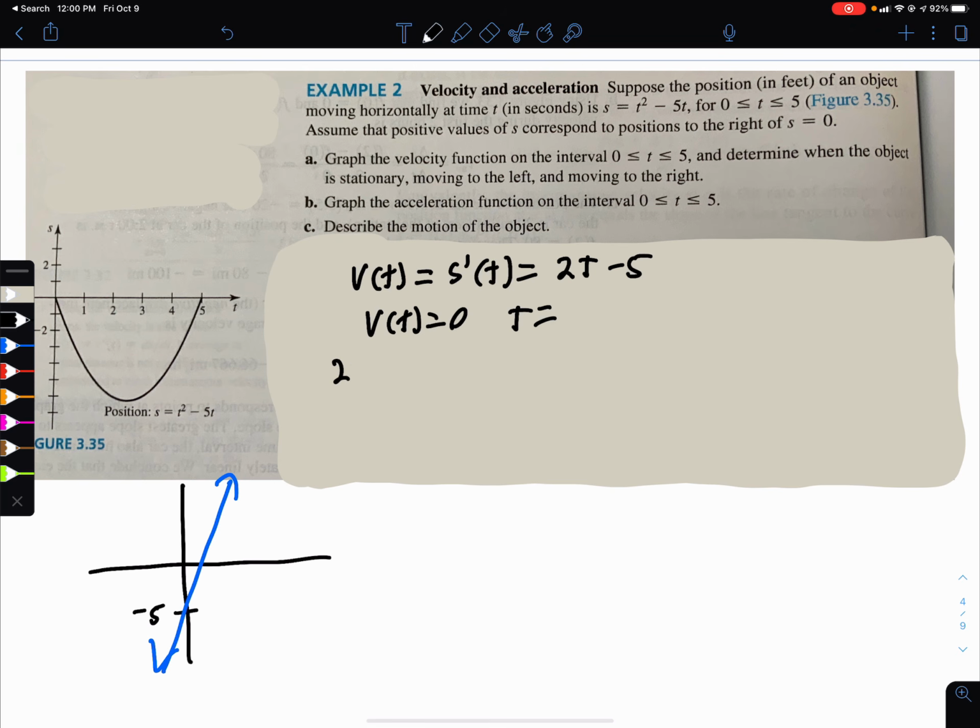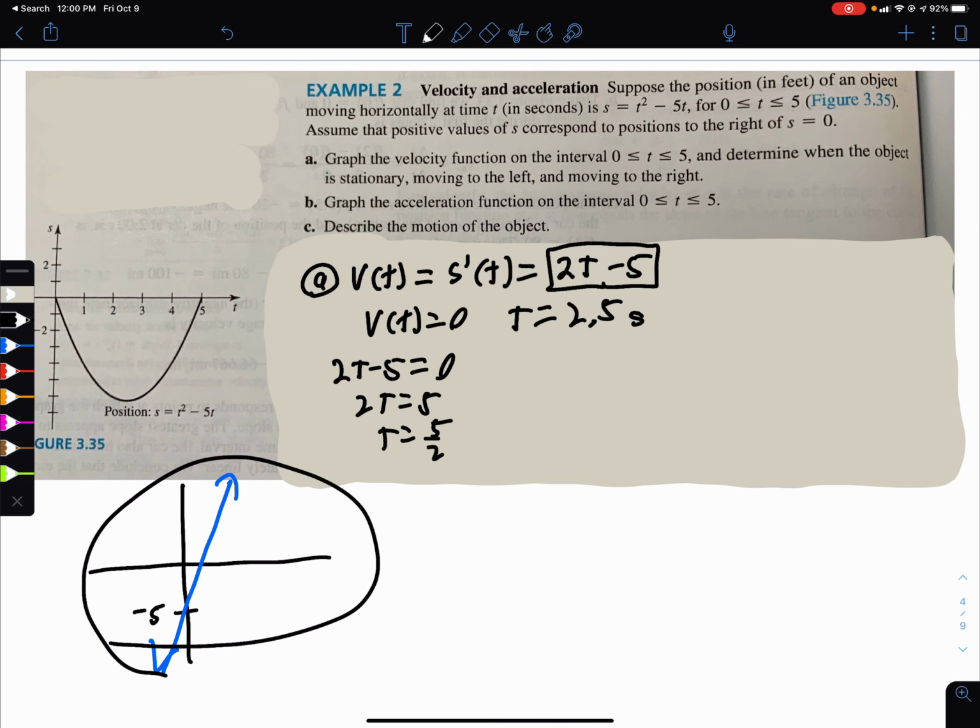V of t, 2t minus 5 equals 0 when 2t equals 5, or t equals 5 over 2. So 2.5 units of time. Is it seconds? Yeah, seconds. That's when it's stationary. That's part A. So this is the velocity function. I graphed it here. It's stationary at 2.5.